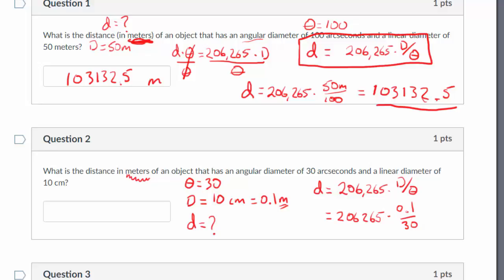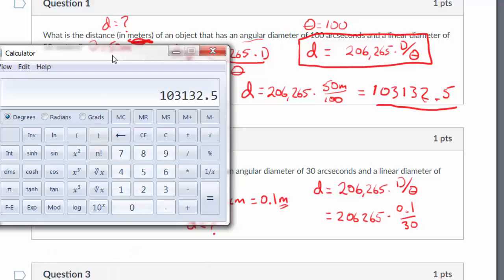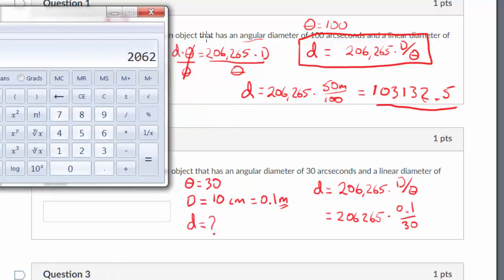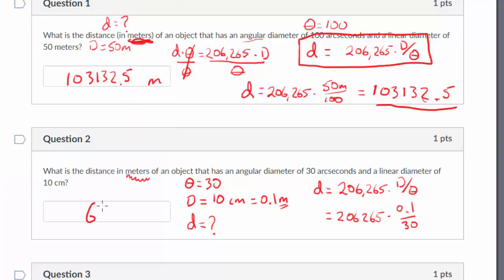So let's see what we get there. 206,265 times 0.1 divided by 30. 687.55.